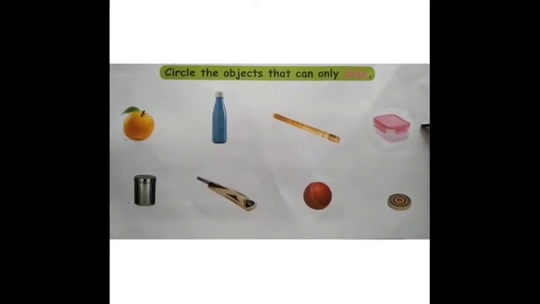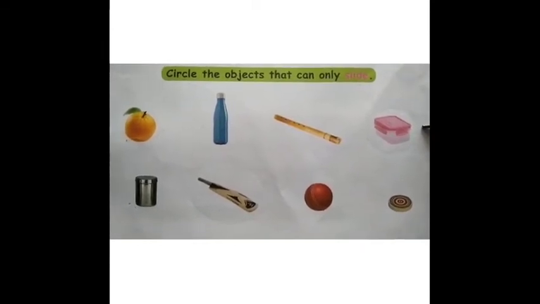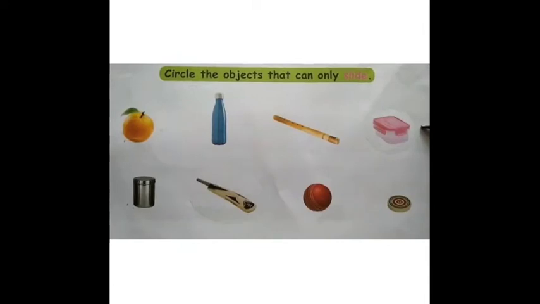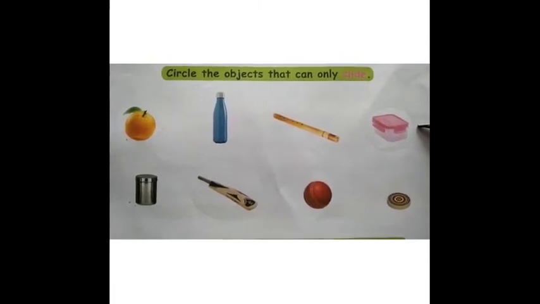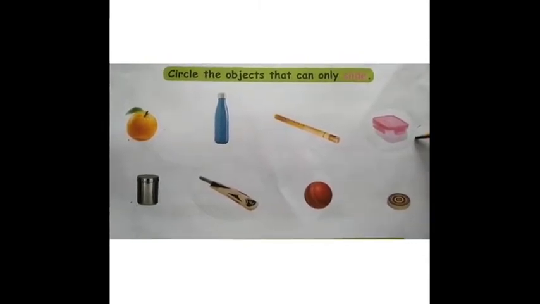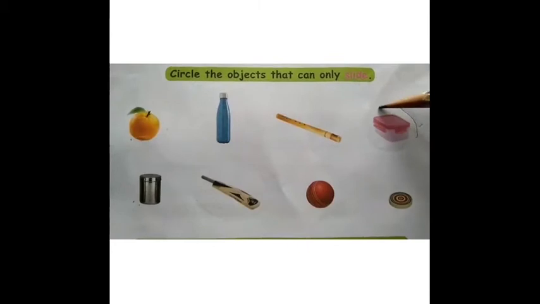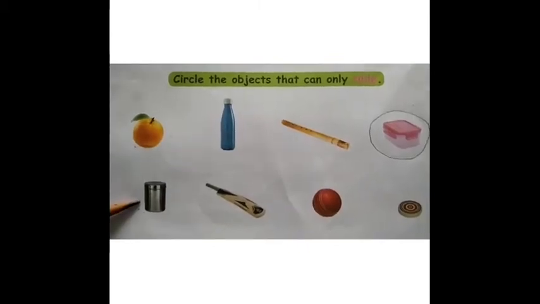Let us see the fourth one. The fourth picture is a plastic box. It is a flat shaped object. Can it roll or slide? It can only slide. So, circle the plastic box.